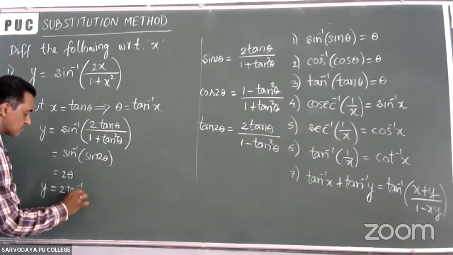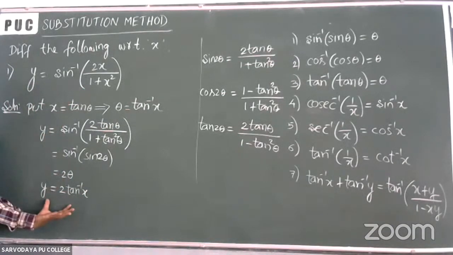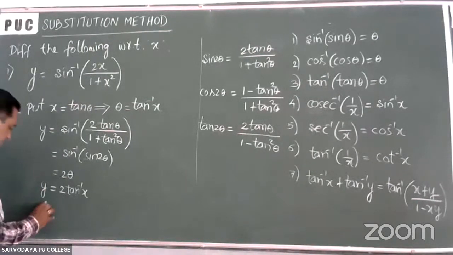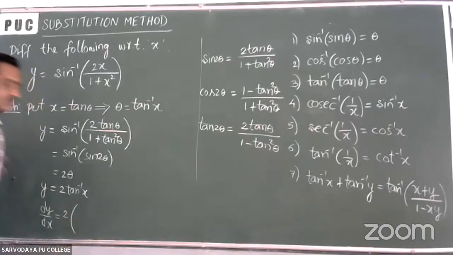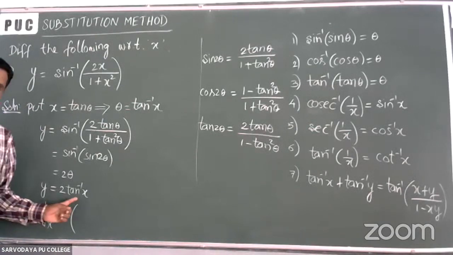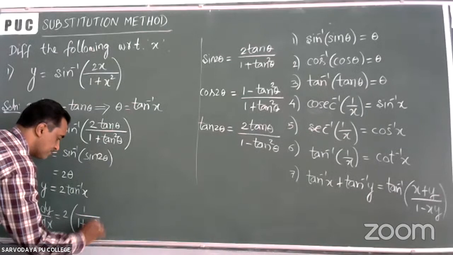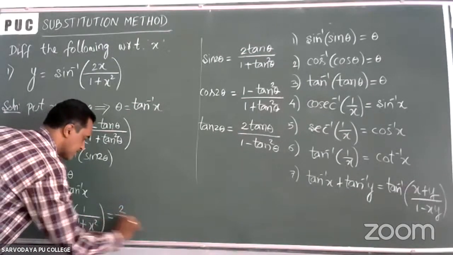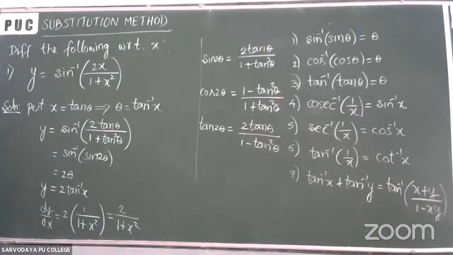Now, what we have done is simplified this function so that differentiation becomes easy. y is equal to, now it is very easy to differentiate. dy by dx is equal to 2 into, in the last class I told the derivative of tan inverse x. Tan inverse of x derivative is 1 divided by 1 plus x square. So you can write it as 2 divided by 1 plus x square. This is the way you find the derivative, right?